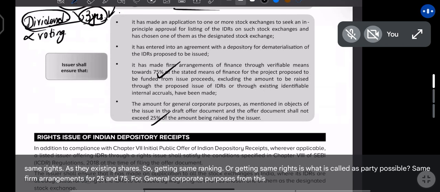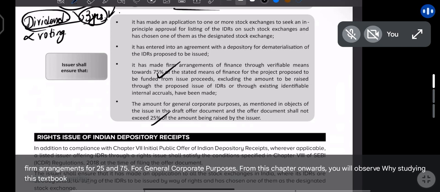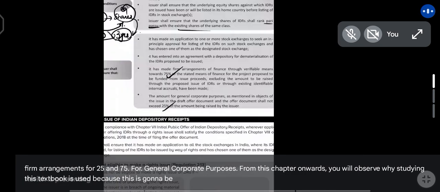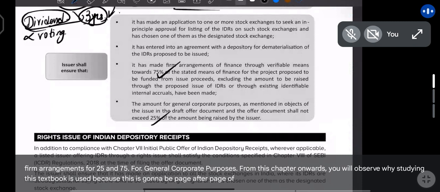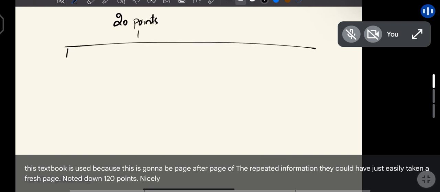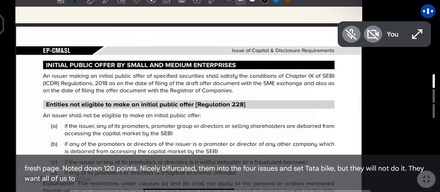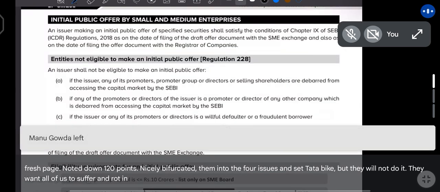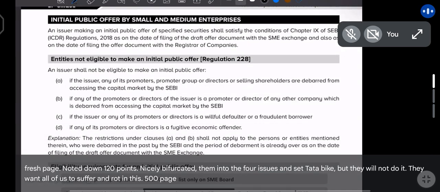From this chapter onwards, you will observe why studying this textbook is useless, because this is going to be page after page of repeated information. They could have just easily taken a fresh page, noted down 120 points, nicely bifurcated them into the 4 issues and said ta-ta bye. But they will not do it. They want all of us to suffer and rot in this 500-page textbook, of which 7 of them are there.